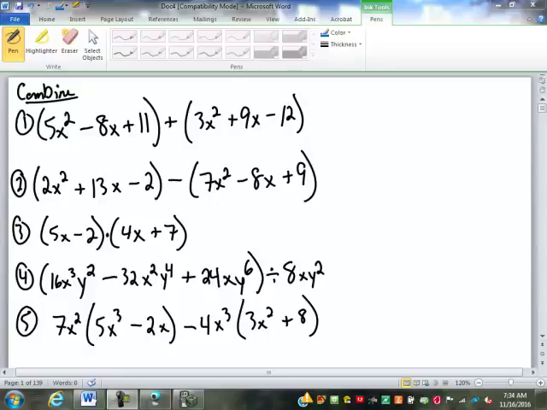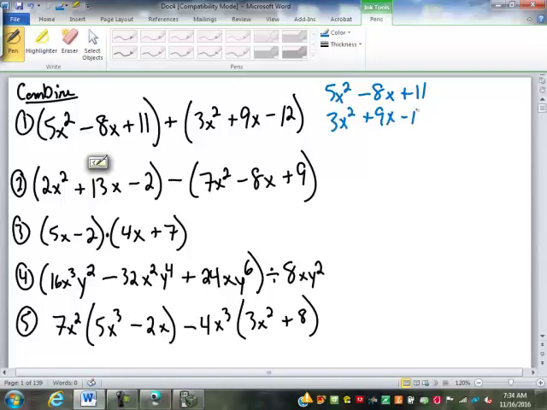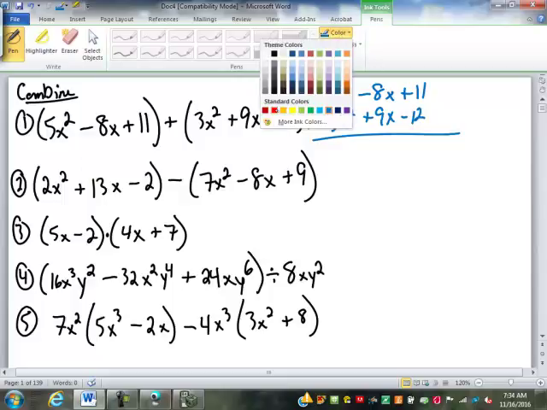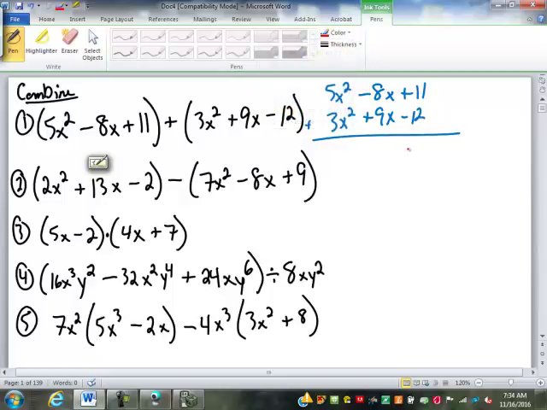So let's start out with the first one up here. And we're adding those. We're going to line up the like terms. We're going to add down the columns. So 11 and negative 12 make negative 1.